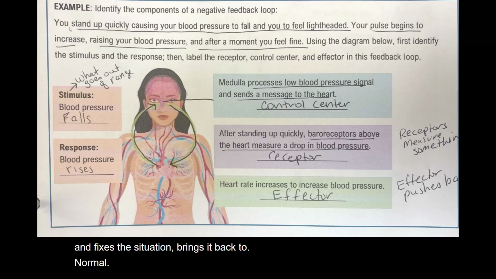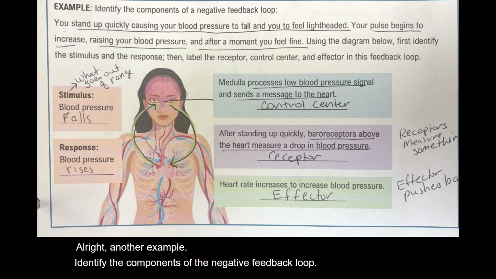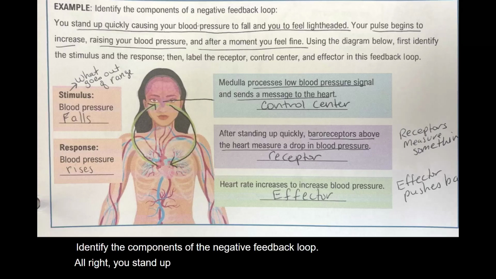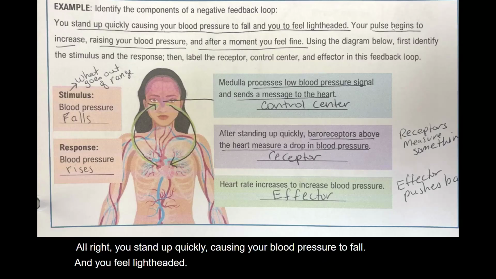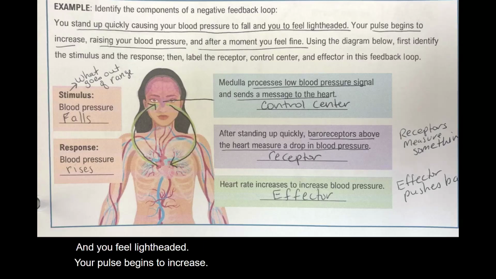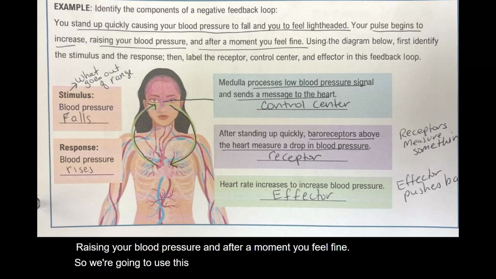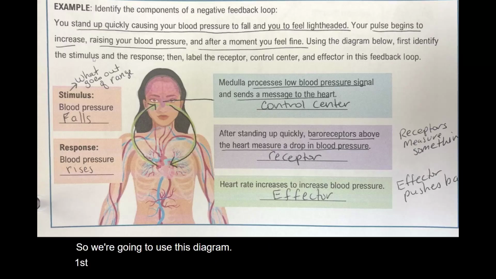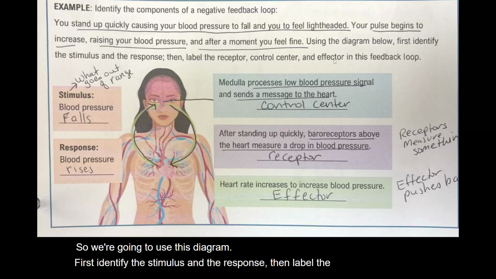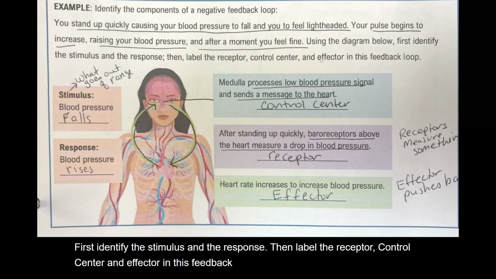All right, another example. Identify the components of the negative feedback loop. You stand up quickly, causing your blood pressure to fall, and you feel lightheaded. Your pulse begins to increase, raising your blood pressure, and after a moment, you feel fine. So we're going to use this diagram. First, identify the stimulus and the response, then label the receptor, control center, and effector in this feedback loop.